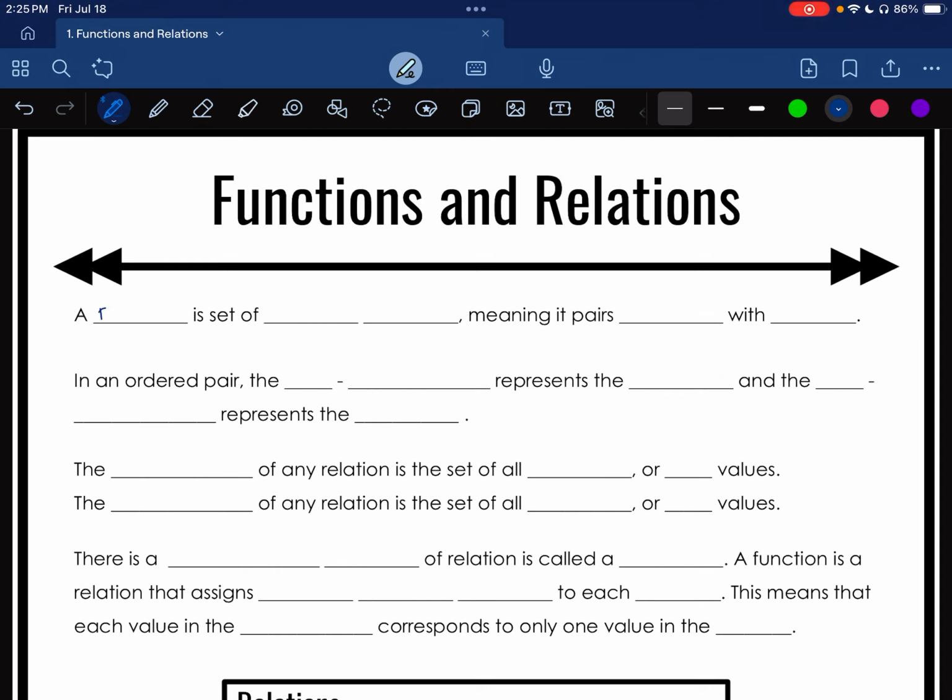So a relation is a set of ordered pairs, meaning it pairs inputs with outputs. Usually we think of this as x and y. In an ordered pair, the x-coordinate represents the inputs and the y-coordinate represents the output.